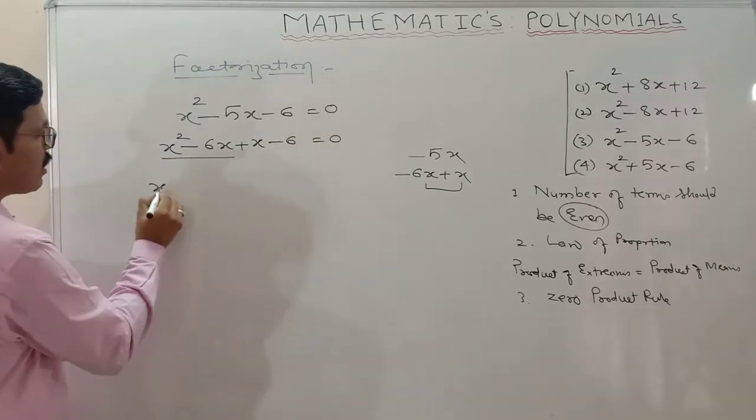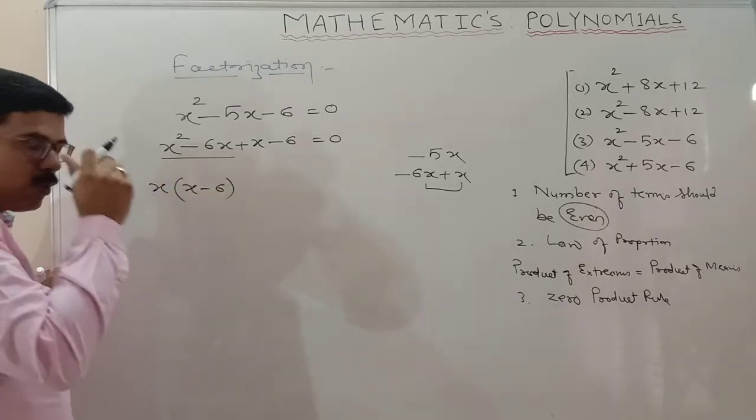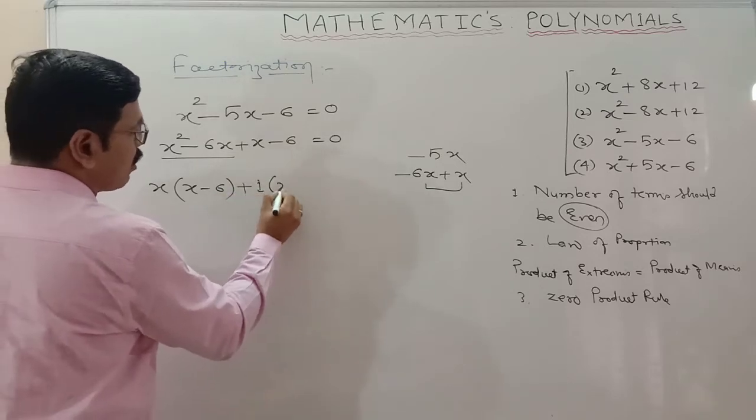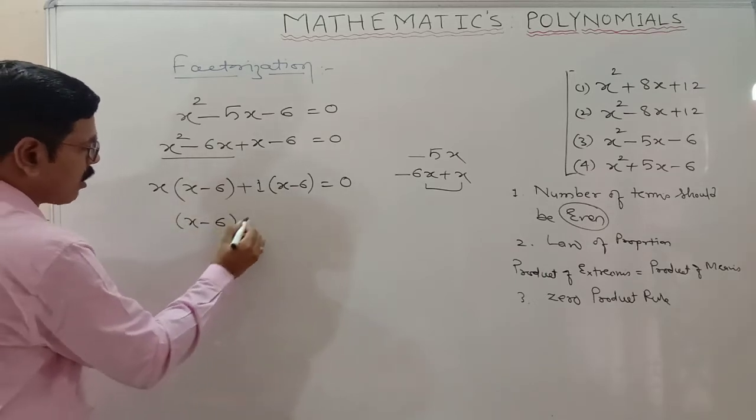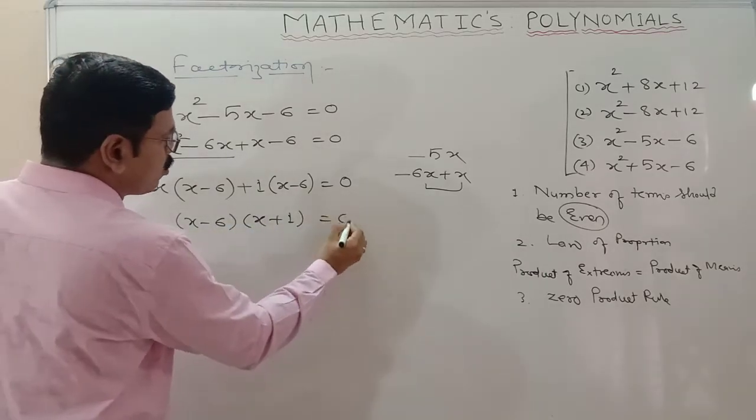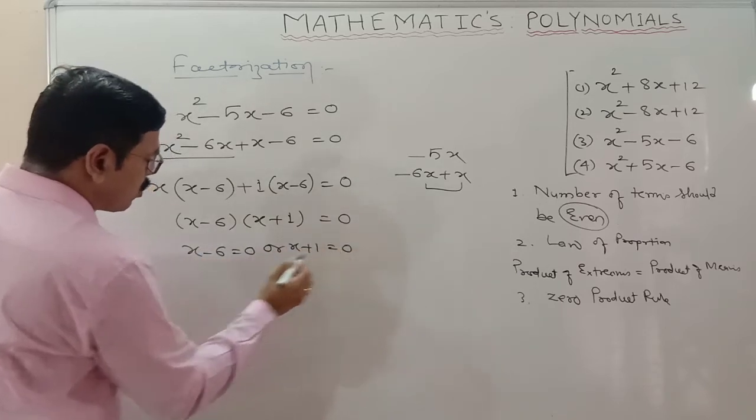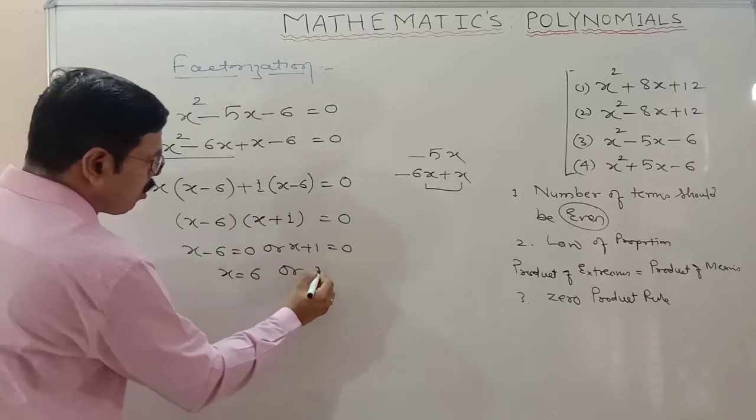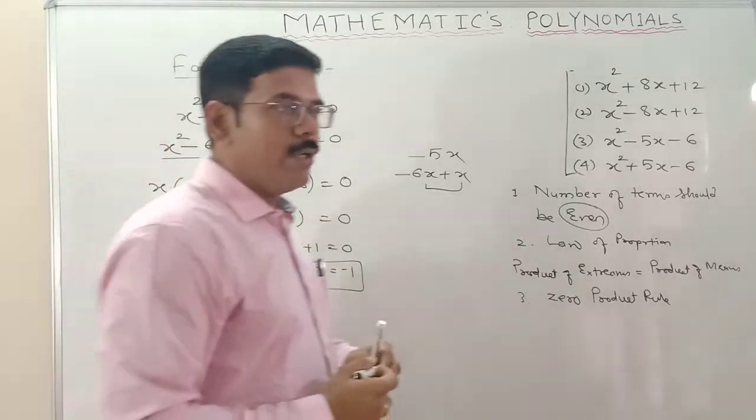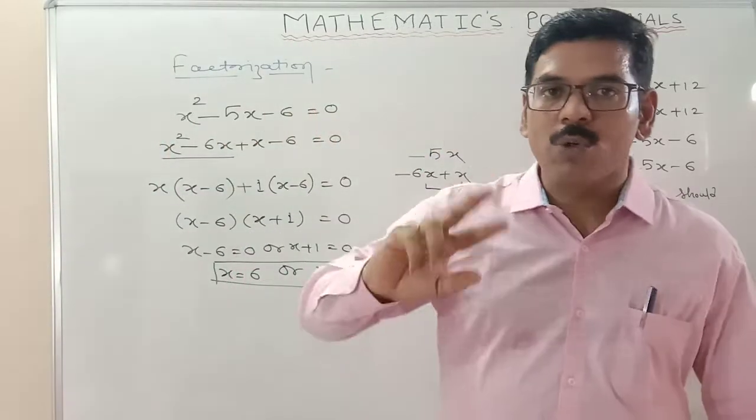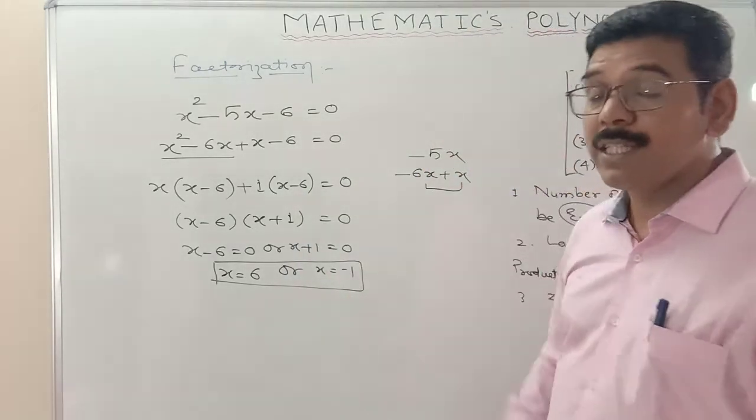Out of this, as you know, we can take x common, the remaining will be x minus 6. Here, when we are not taking anything common, we'll write plus 1. Now x minus 6 will be taken common, x plus 1 is equal to 0. x minus 6 is equal to 0, or x plus 1 is equal to 0, x is equal to 6, or x is equal to minus 1. These are the two roots. Is there any doubt? In the first two cases, both the roots were positive or both negative. Here you may see that one is positive and one is negative.